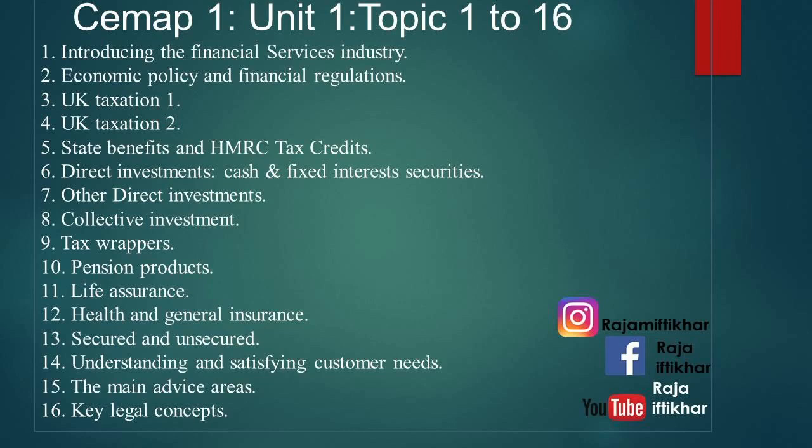You also have this in the book that you get from the London Institute of Banking and Finance. So mainly it's Unit 1, topics 1 to 16. So you've got 16 topics here. Introduction to financial services industry, economic policy and financial regulation, taxation 1 and 2, state benefit, HMRC tax credit. It gives you an idea of how the system works, how state benefit works, HMRC tax credit, taxation.